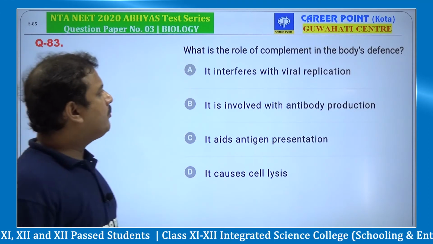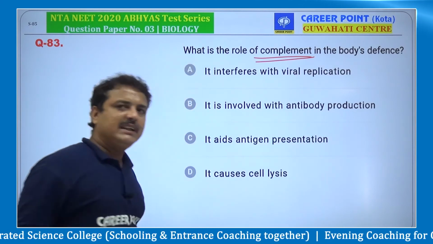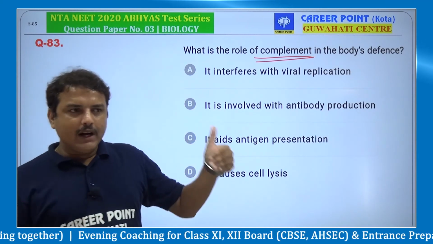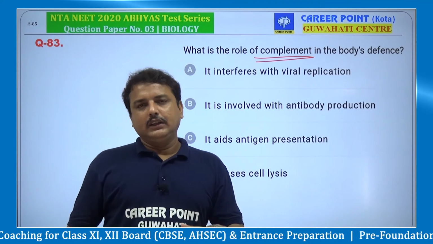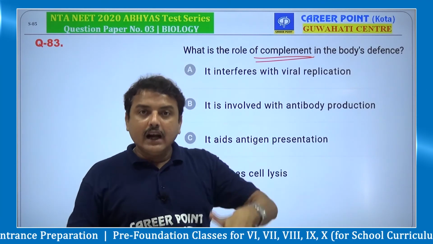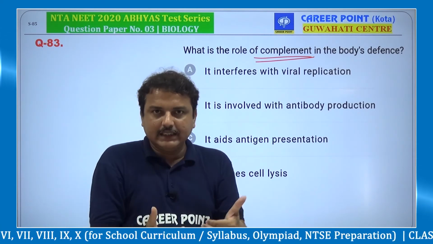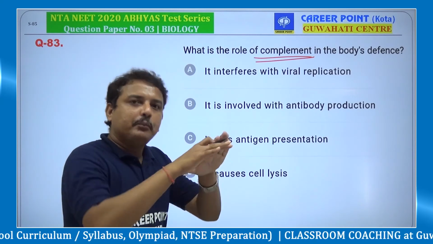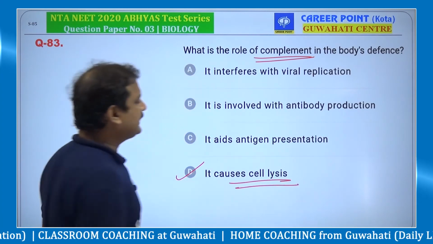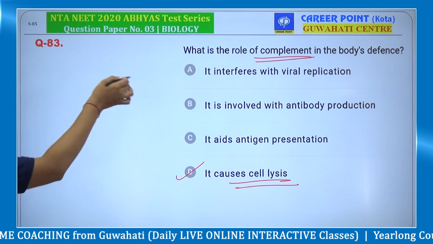What is the role of complement in the body's defense? This complement is responsible for allowing water to enter into the cell. Once the water or fluids enter the cell, it causes the cell to burst, which is called breakdown. So here it causes cell lysis, the breakdown of the cell. That is the role of complement in body defense. So here the answer is D.